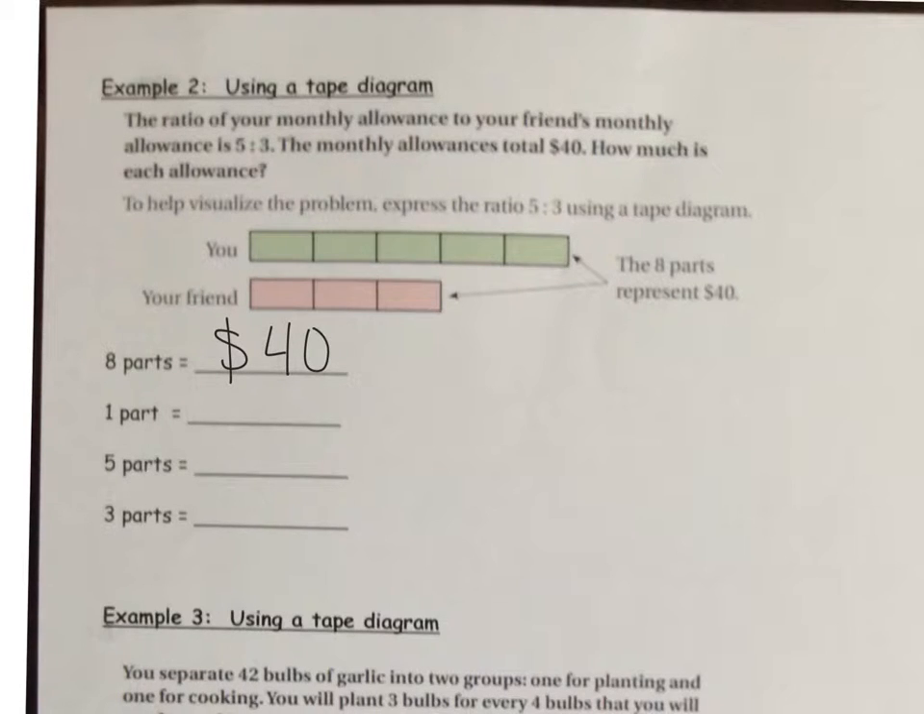Now we need to take a look at what one part represents. So what does this part equal? We can figure that out by taking this $40 total and dividing by 1, 2, 3, 4, 5, 6, 7, 8 parts. So 40 divided by 8 parts would give us $5. So one part must equal $5. And I'm going to write a little note to myself here, 40 divided by 8 equals 5.